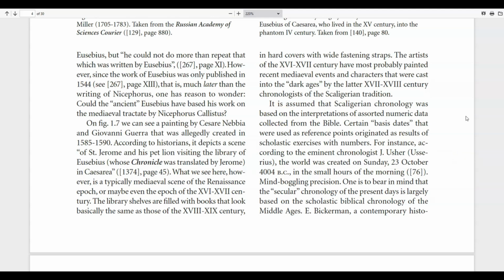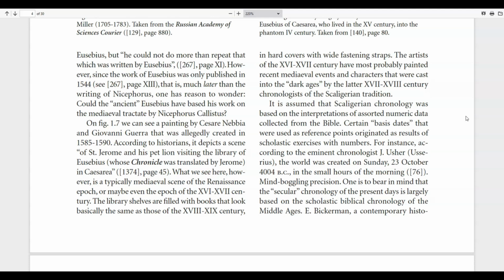It is assumed that Scaligerian chronology was based on the interpretations of assorted numerical data collected from the Bible. Certain basis dates that were used as reference points originated as results of scholastic exercises with numbers. For instance, according to the eminent chronologist J. Usher, the world was created on Sunday the 23rd of October 4004 BC, in the small hours of the morning.